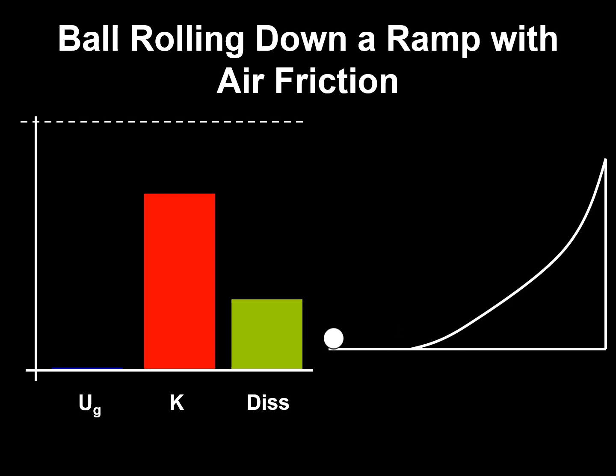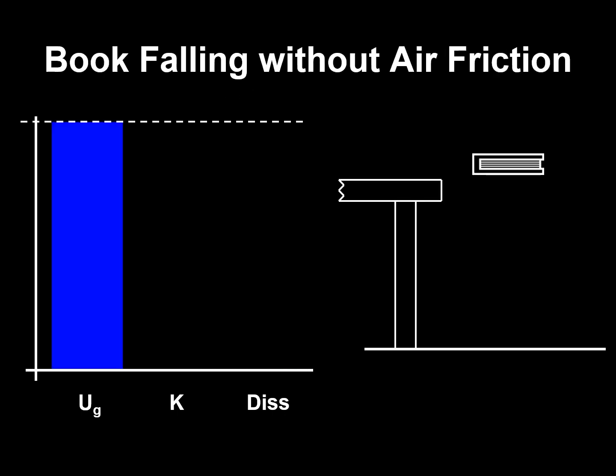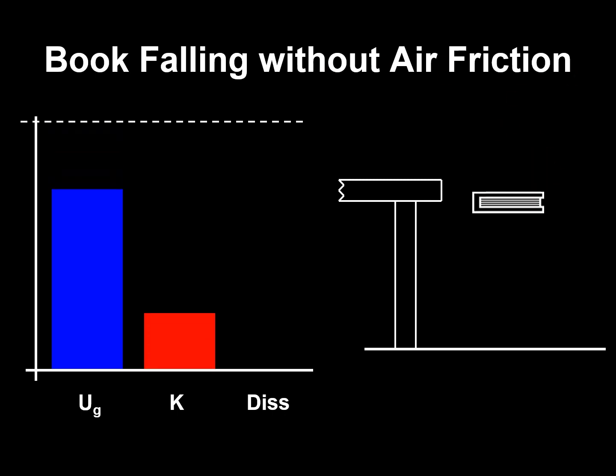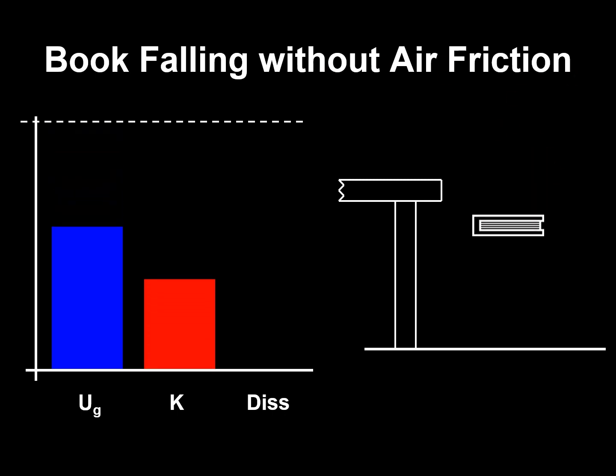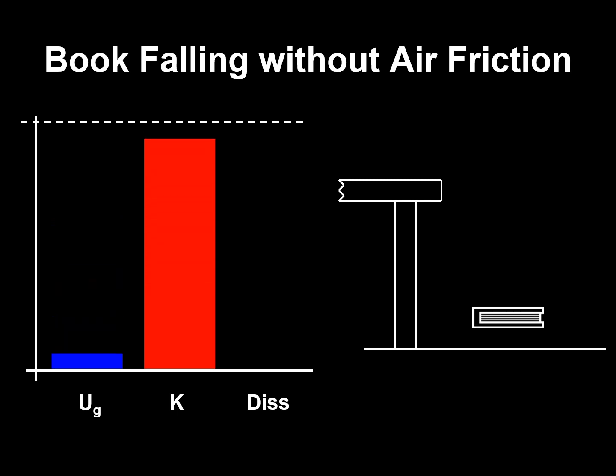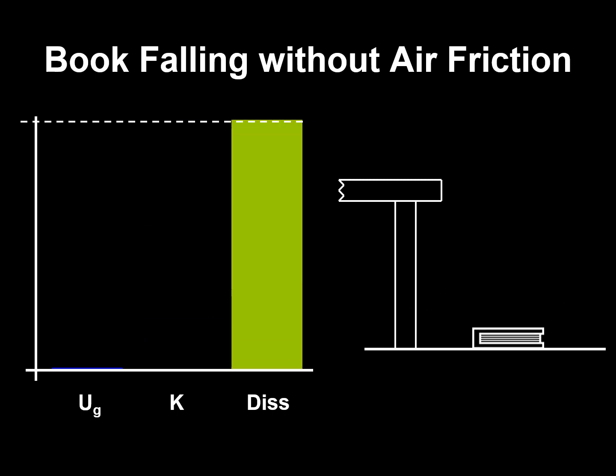So you can see in the process, we're going to transfer energy from one type to another, but the total amount is going to stay the same, just from one type to another. In this one, we have a book that's falling. We don't have air friction, so as it falls, the gravitational potential energy converts over to kinetic. And then we get down to the bottom where all the gravitational potential energy is going to be kinetic, but once it hits the ground, it stops. So all of that energy is now going over to dissipated.